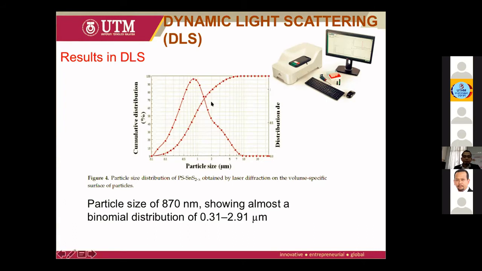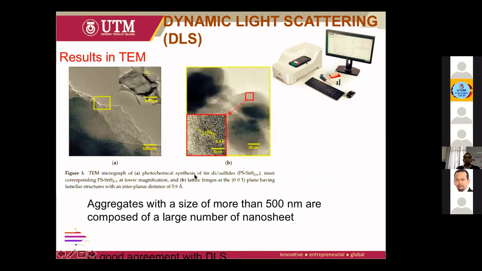Okay. So based on their laser diffraction of the particle size, we know that it is going to give you a distribution function. This is almost a binomial distribution around 0.31 to 2.9 micron. But the average size is around 870 nanometers, which is actually good because it is in good agreement with the result in TEM. When we scanned our sample and had the TEM micrograph, the sample was greater than 500 nanometers, which is in line with the DLS measurement.